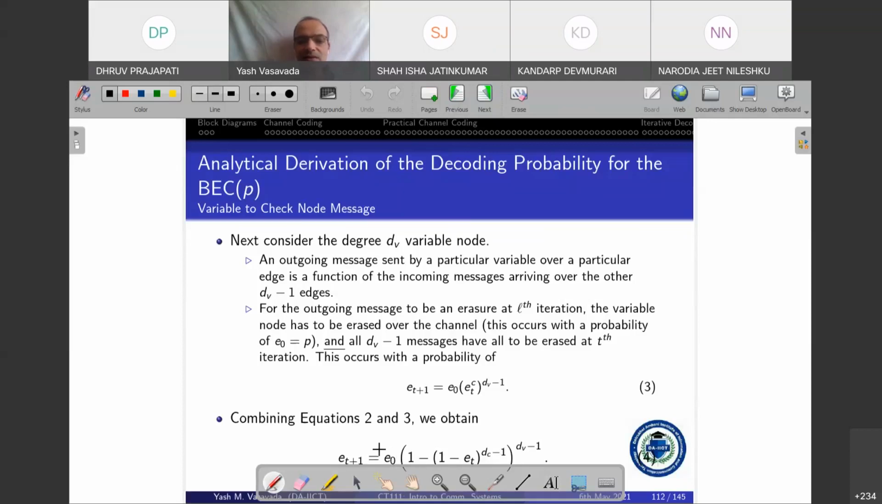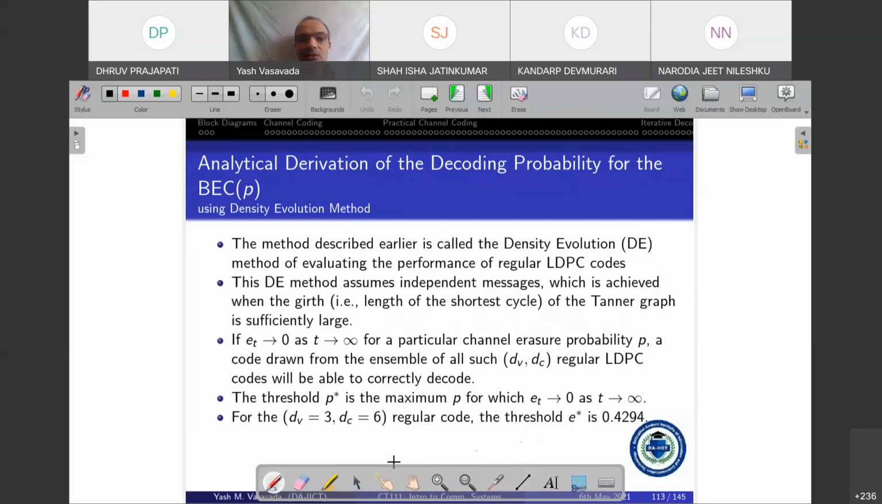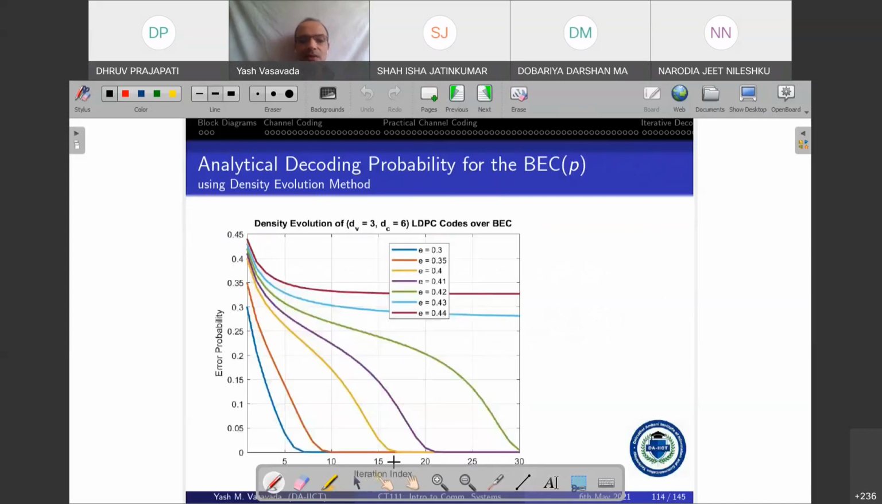And so when T is equal to 0, all that it is, is just E0. And then subsequently, ET plus 1 will become a function of ET and E0, but ET was derived in the previous calculation. So this is the analytical derivation of how the eraser probabilities are changing with iteration index. And so we can plot it. We can use specific values of DC and DV and E0, and we can plot what happens. And so that is what I have done over here.